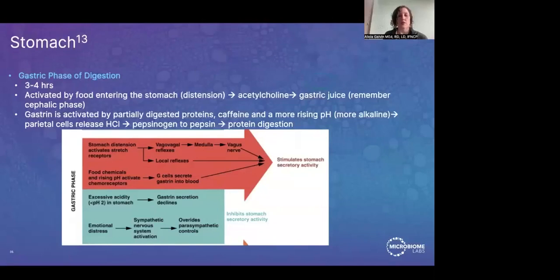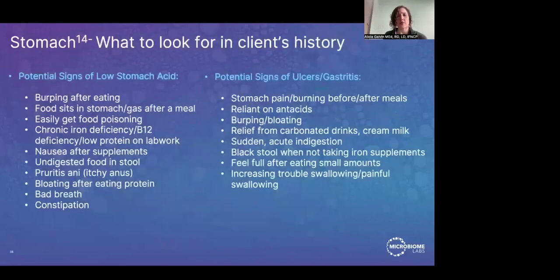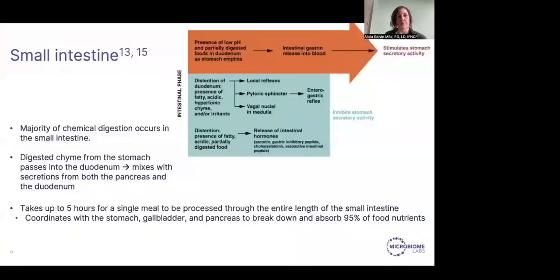So this is just a schematic on what's happening in the gastric phase of digestion, which comes after the cephalic phase, which is what starts out in the brain. So these are things to look at in a client's history for both low and higher stomach acid, or maybe potentials for ulcers or gastritis. I won't read through this because you can read, but definitely have this as a reference for you, so that as you're going through your client and you're looking at what symptoms they're presenting with, these are some things you can go to see if it may be a stomach acid issue.